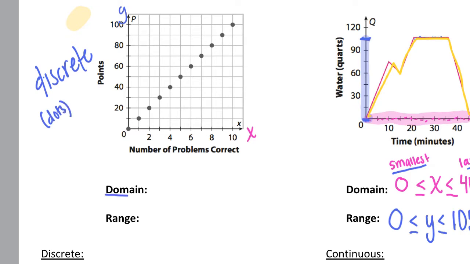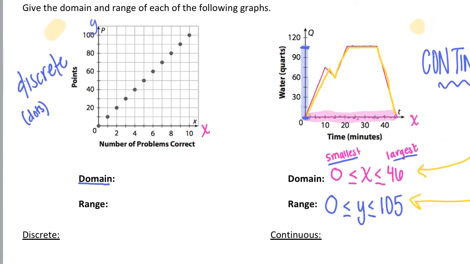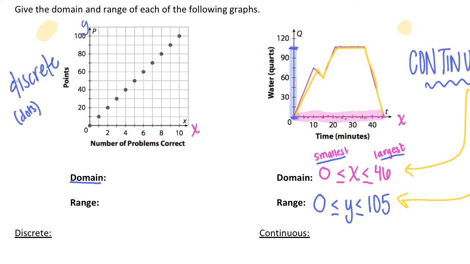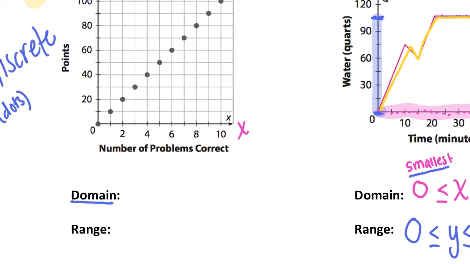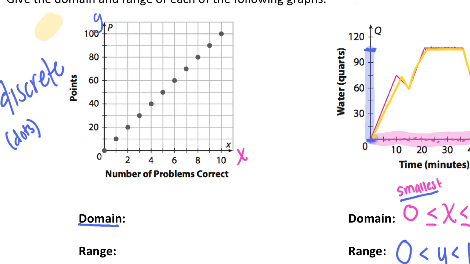When you're writing the domain of a discrete graph, you are not going to use an inequality like we did on the right, because an inequality says that it includes every single number in between, for example, on the right, 0 and 46. In this case, it is only specific x values that are included. So when we write our domain, we're going to use a bracket and we're going to list each individual x value that is included by our points. So when we look at this first point, we have an x value of 0. The next point, we have an x value of 1. The next point is an x value of 2, and so on all the way up to 10.